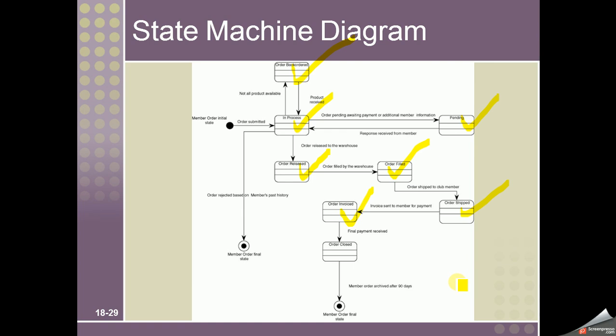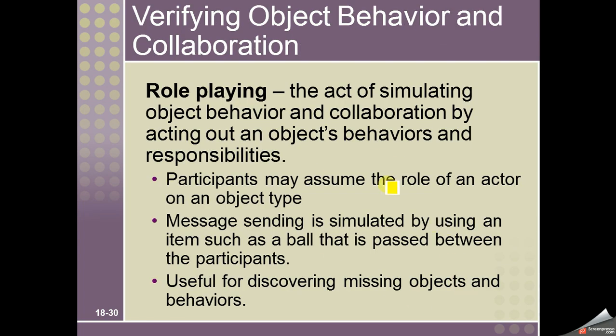Next is to verify object behavior and collaboration. As we discussed before, we need to verify the object behavior and collaboration for all the objects involved in a particular use case. As I told you before, it is a kind of role playing, the act of simulating object behavior and collaboration by acting out an object's behavior and responsibility. So what we do, participants may assume the role of an actor or an object.